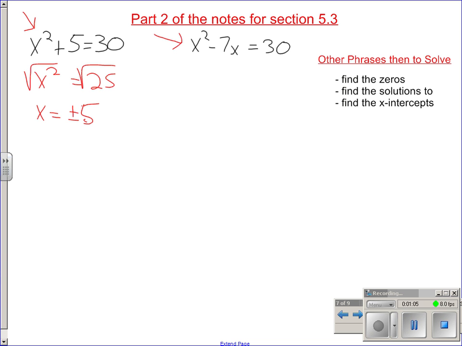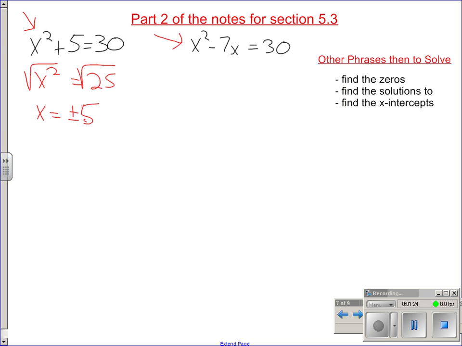This equation here, x squared minus 7x equals 30, we can't do the same steps. We have an x squared term and an x term. Because of that extra x term, it completely changes what we have to do. So what we're going to do is use the factoring. But now we're solving.